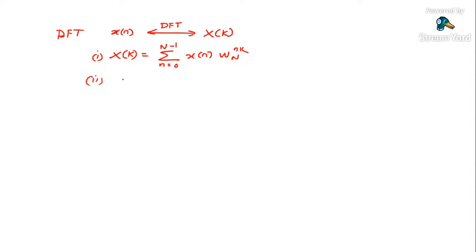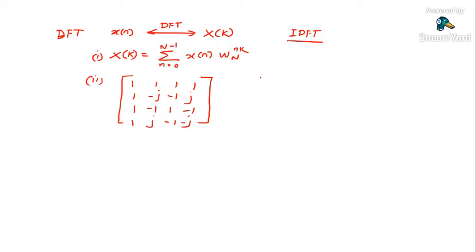In the second method, you are using the matrix for DFT calculation, that is 1 1 1 1, 1 minus j minus 1 j, 1 minus 1 1 minus 1, 1 j minus 1 minus j. So this is the matrix, and by multiplying the matrix with x values, you are getting the answer for DFT. So we have discussed all those methods, by formula method, by matrix method. Similarly, we have discussed IDFT, inverse discrete Fourier transform.